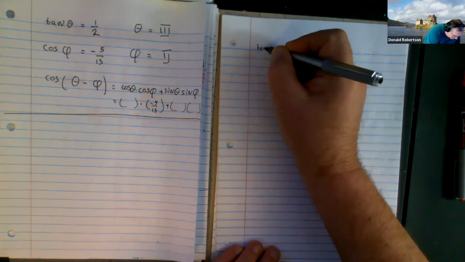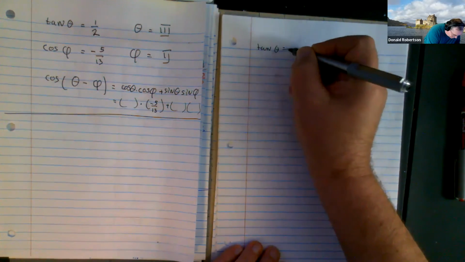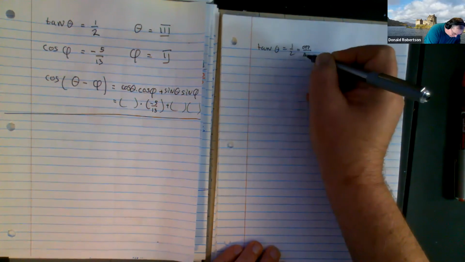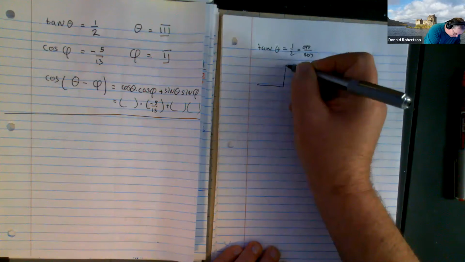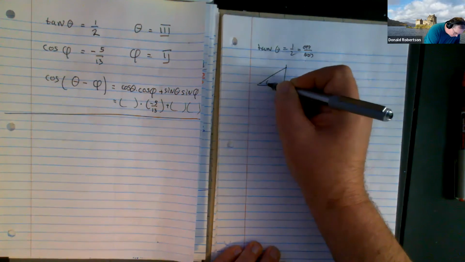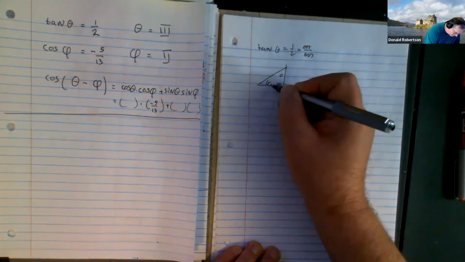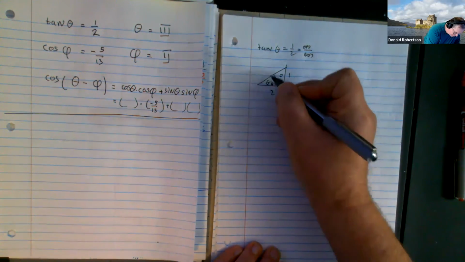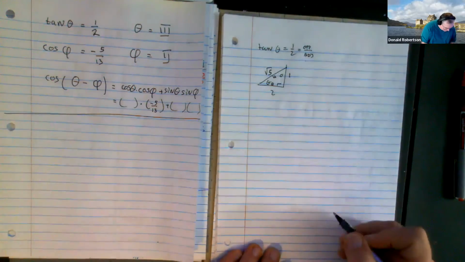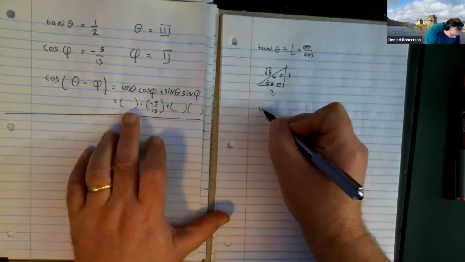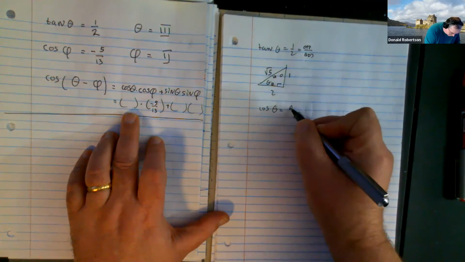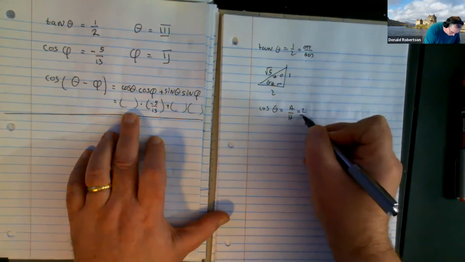So I'll go over here and I'll start with the tan of theta is 1/2, which we know is opposite over adjacent. So that generates a right angle triangle where there's opposite, adjacent, and hypotenuse. And so we have a 1 and a 2, and that ends up being the square root of 5. And I need to find the cosine of theta, which is adjacent over hypotenuse. So 2/√5.